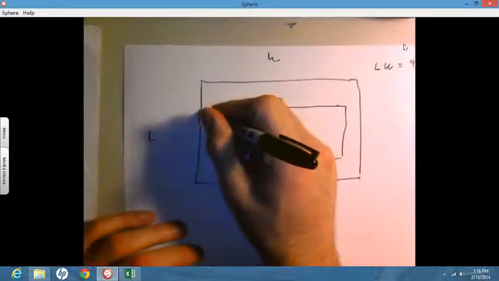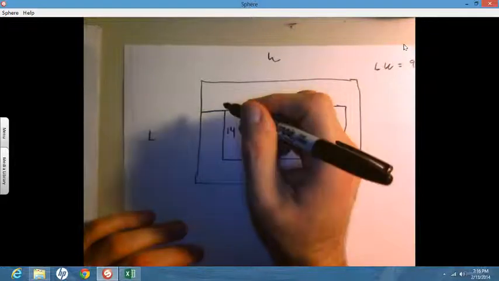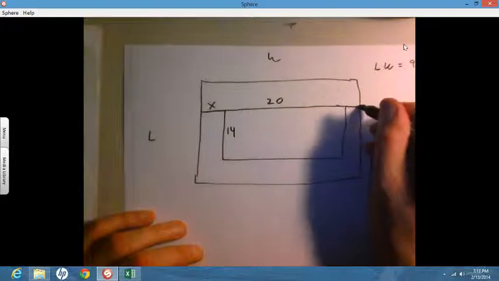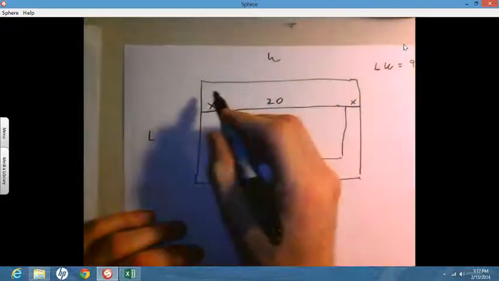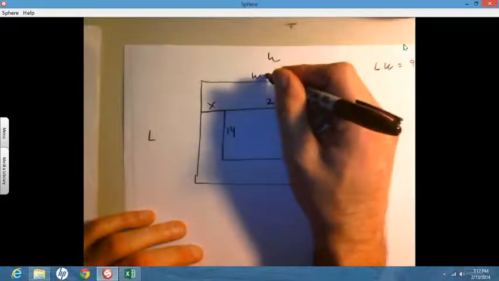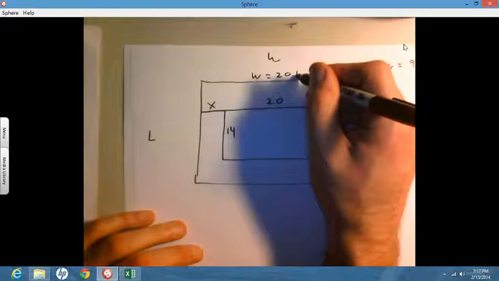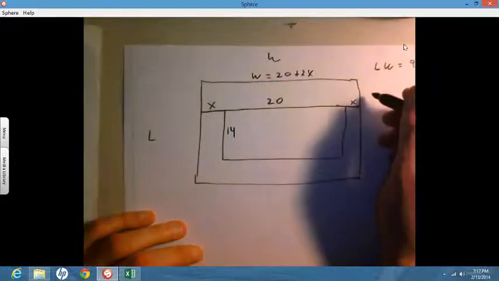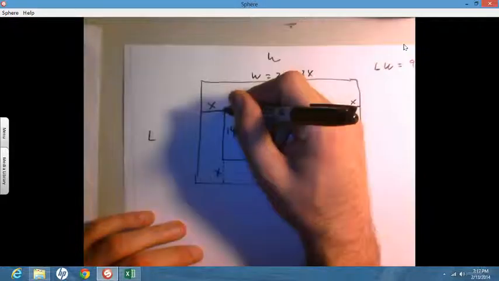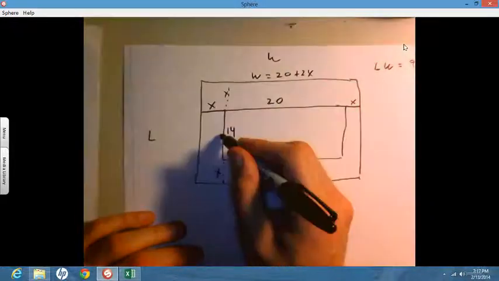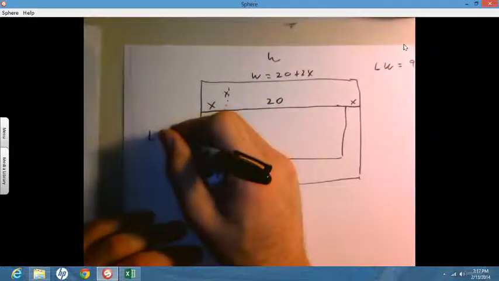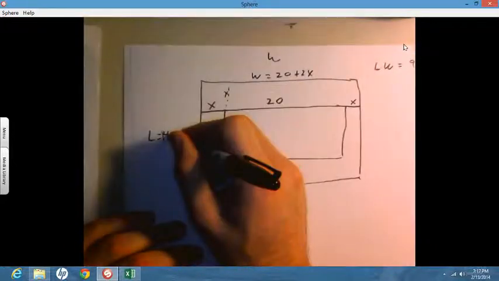Now, we also have that the length of the sidewalk in any direction from the pool is going to be x. So it's also going to be x on this direction. So we know that this long side w is going to be equal to 20 plus 2x. Now we have the same thing over here. The sidewalk is going to extend x in this direction and x in this direction. So this side, the length, is going to be equal to 14, this side, plus x over here, plus x over here, so plus 2x.